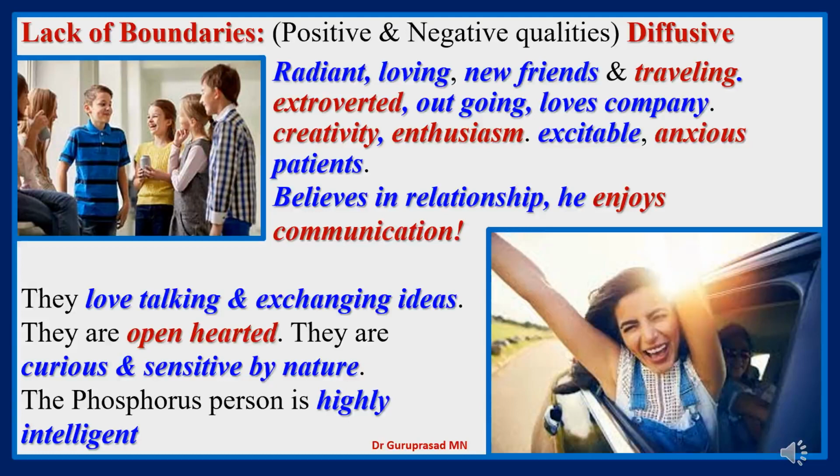They are fond of making new friends. They are the people who always want to travel, like our Lycopodium, like our Carcinosin. They are always joyful, so-called ecstatic, excited. They are very bubbly, extroverted. They are more the outgoing type of individuals, the opposite of Natrum mur. Natrum mur is more of an introvert, but phosphorus is more of an extrovert type of individual.